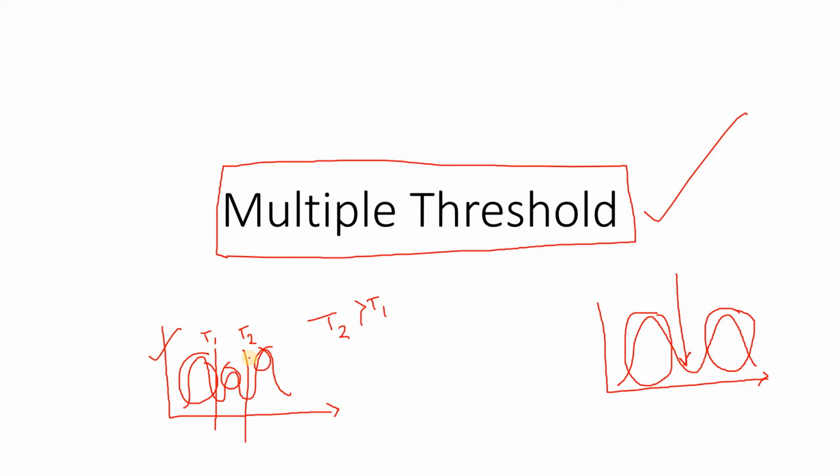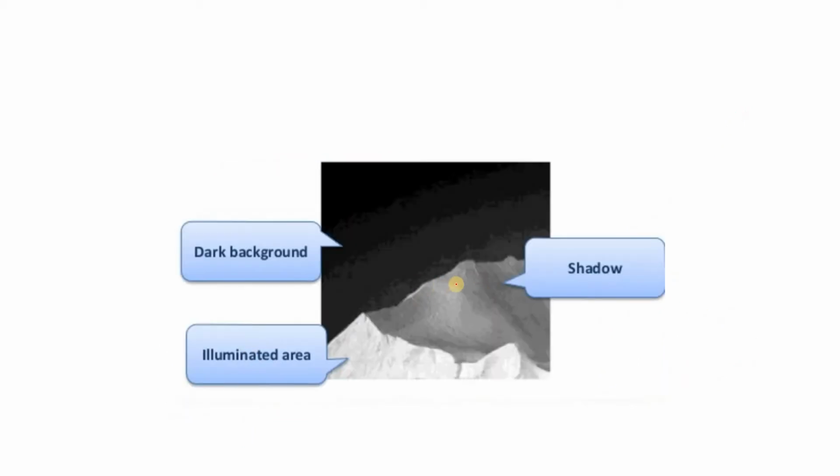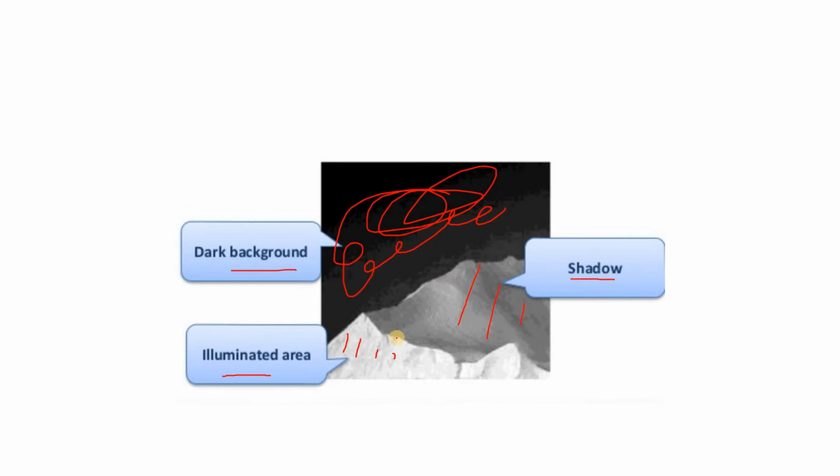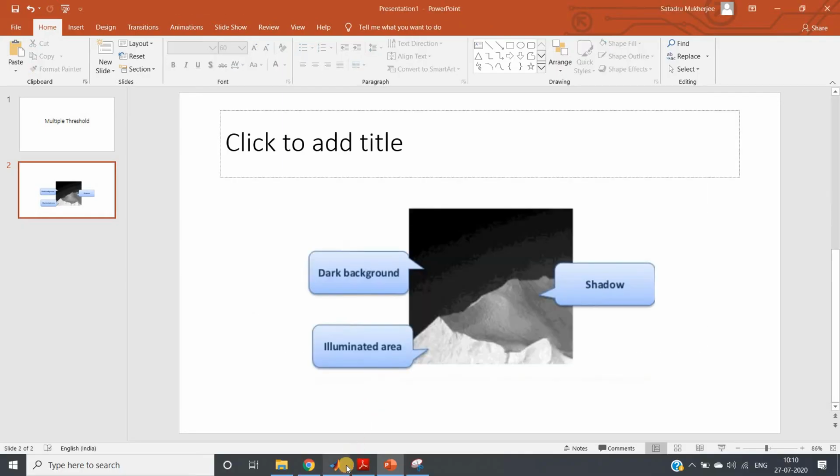One very interesting application from nature is this one. Suppose I have this kind of shaded hill or mountain area image. You can see this particular complete part is black, dark intensity. This particular part is shaded, and this is more towards white, the illuminated area. This one is the shadow part, and this one is the dark background. So there are three regions. We can use the double thresholding concept to segment this image into three different regions. Let us go to MATLAB and check how we can do this.